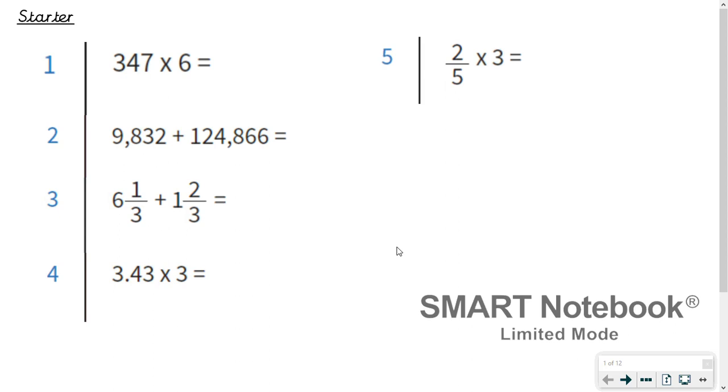Good morning, everybody. It's Friday, finally, and we've got your last maths lesson of the week. Today we're going to be moving on to looking at a bit of volume. Before we do that, we need to get our mathematical brains warmed up.